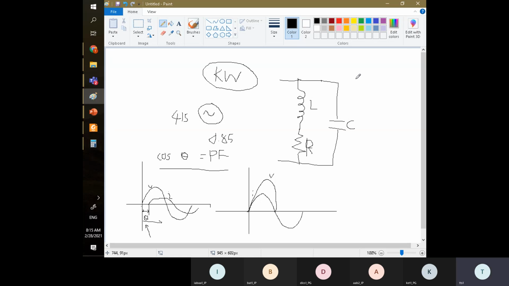For the inductor, the impedance is j omega L, right? To convert to impedance. And for the capacitive, it is 1 over j omega C. It's a reciprocal of this value. So from here we can know that they are opposite each other, right? They are opposite each other. In mathematics we call it the reciprocal.